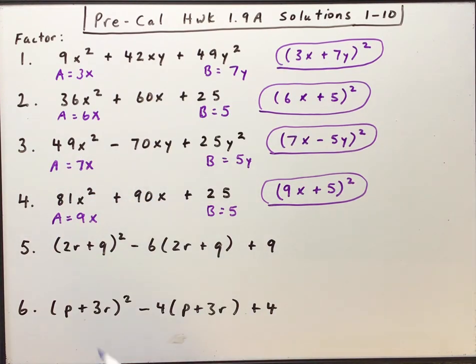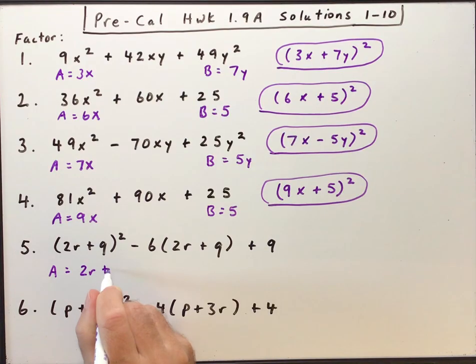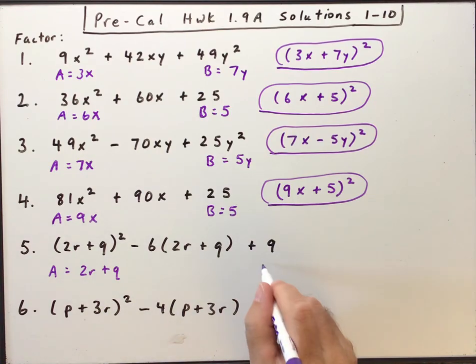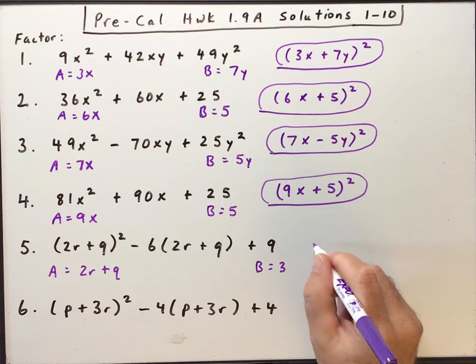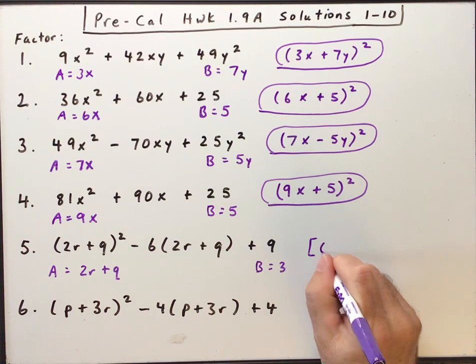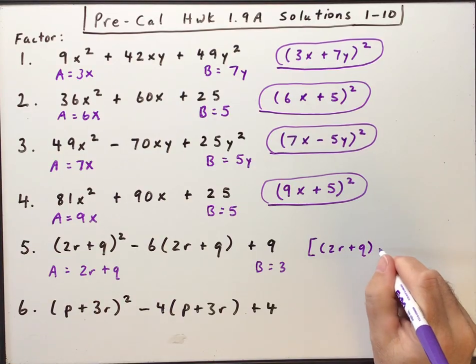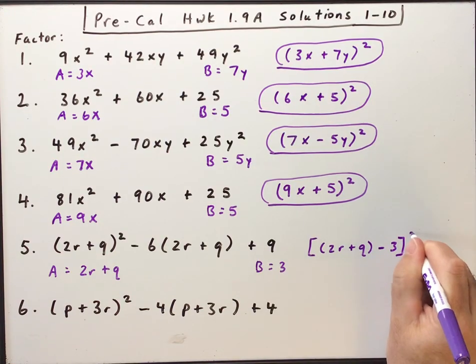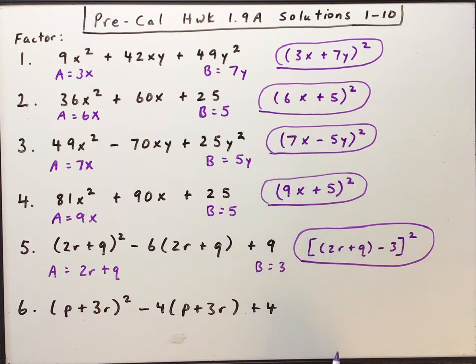All right, so 5 and 6 are kind of special cases here. A would be 2r plus q, that's a q. And then b is 3. And the way to write this is just go ahead and utilize a bracket. There's a minus there, so it would be 2r plus q in parentheses minus 3 all squared. I think that's the nicest way to present that information.